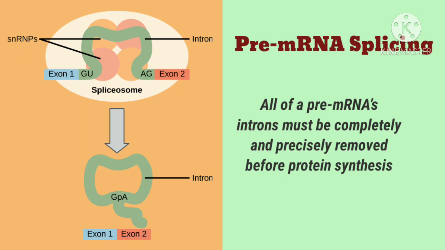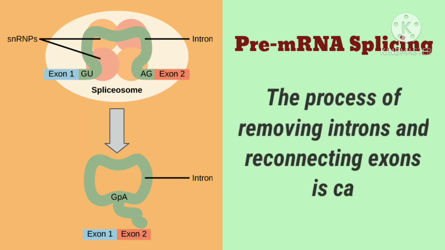If the process errs by even a single nucleotide, the reading frame of the rejoined exons would shift, and the resulting protein would be dysfunctional. The process of removing introns and reconnecting exons is called splicing.